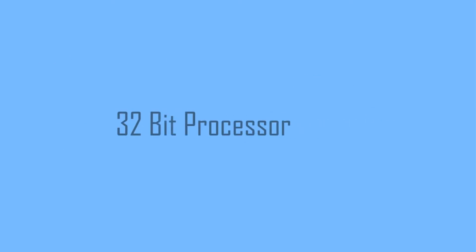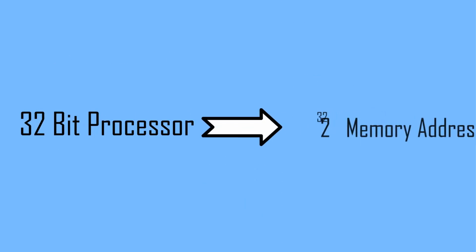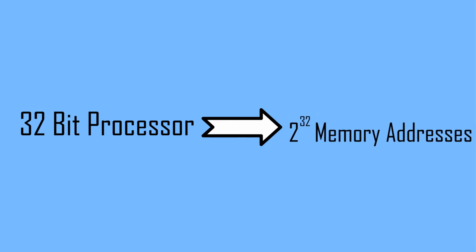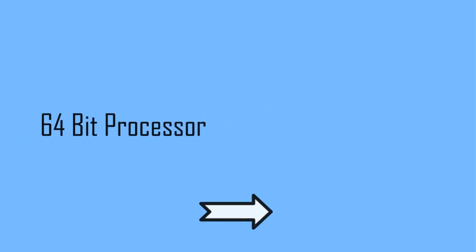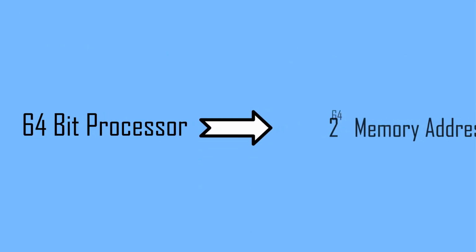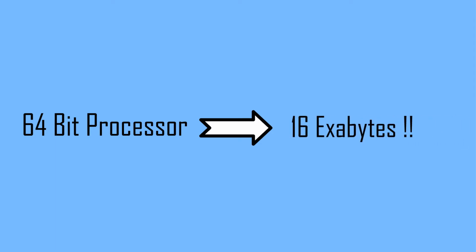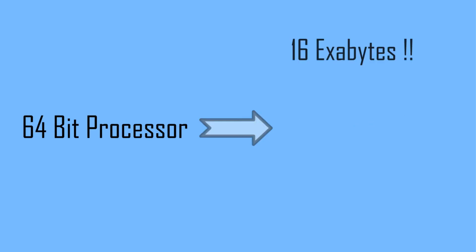A 32-bit processor can access 2 to the power of 32 memory addresses, which means it can support up to 4 GB of RAM. And a 64-bit processor can access 2 to the power of 64 memory addresses, which means theoretically it can support 16 exabytes of RAM. Now that's a lot of memory.